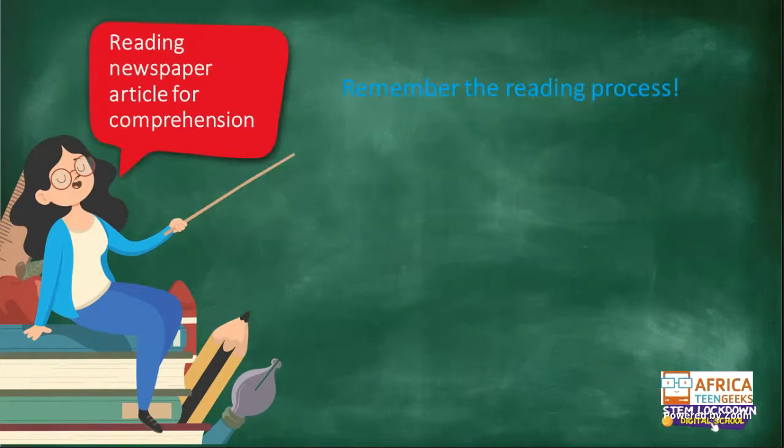So today we will be applying the reading process. Remember the reading process is 3 steps, right? Step number 1 is pre-reading. So that is what you do before you start to read. Step 2 is reading itself. And step 3 is the activities you do after reading, such as summarizing, answering questions, and all that. So we are going to apply the reading process in this lesson.